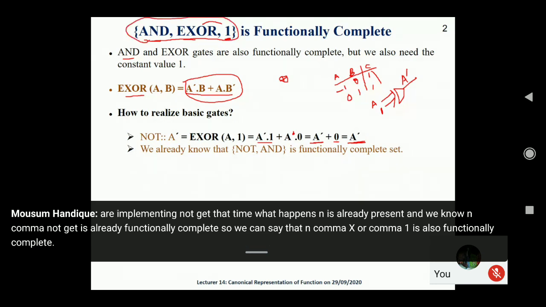If any doubt, then please ask me. If you have any doubt about this particular expression, then please ask me.